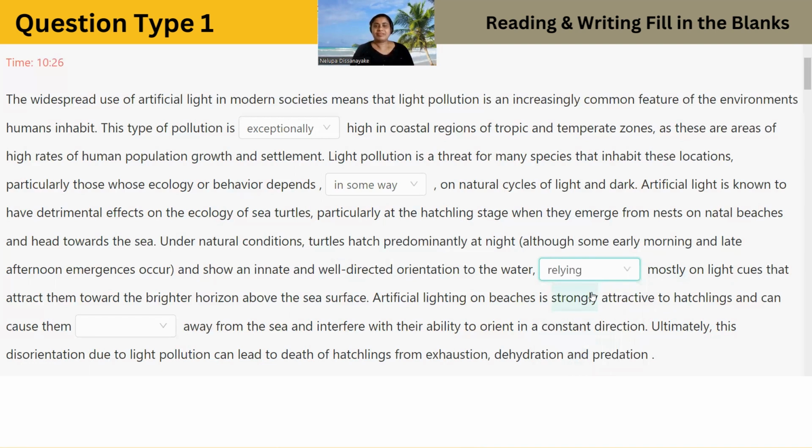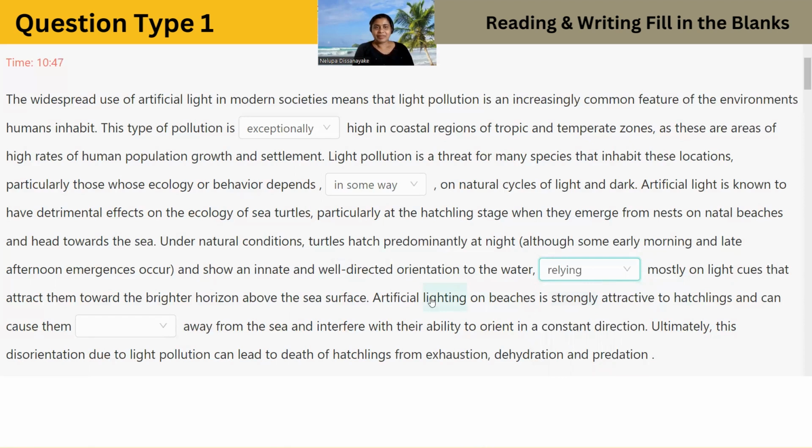So their orientation towards the water, that means they move towards the water, is mostly depending on the light indications, light signals that they were given. So light signals were given based on the light pollution. Light pollution happens because of the human population in the coastal area.